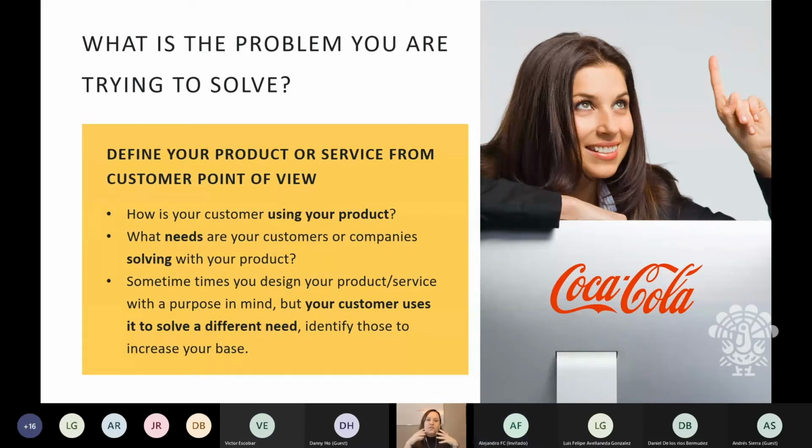So you need to define your product from the customer's point of view. And sometimes the customer uses your product totally differently, right? I'm going to give you the example of Coca-Cola. Coca-Cola was initially designed to solve morphine addiction about 100 years ago. But it became the most popular soft drink in the whole world, right? And this is due to the customer usage.